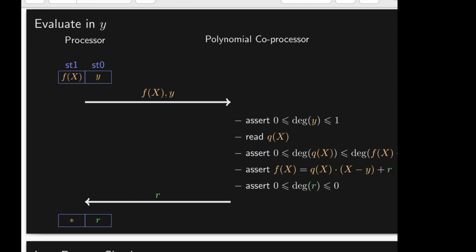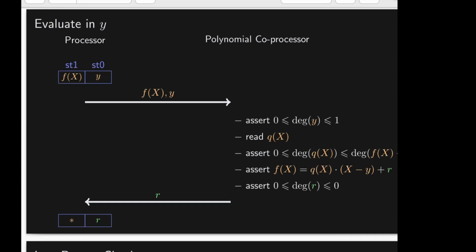So how do we evaluate a polynomial? The processor says to the polynomial coprocessor, here's a polynomial, give me the value in y. Well, evaluation can be characterized as polynomial reduction by x minus y. And so if you reduce the polynomial f of x by the modulus x minus y, the remainder that you end up with is in fact the evaluation of f of x in y.